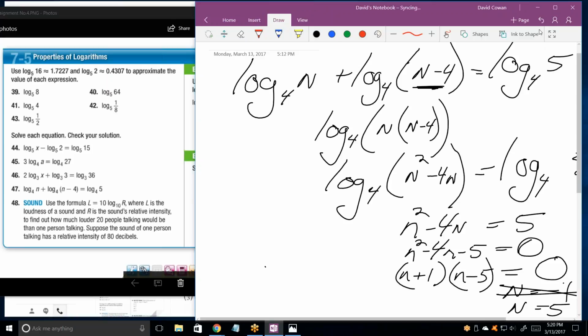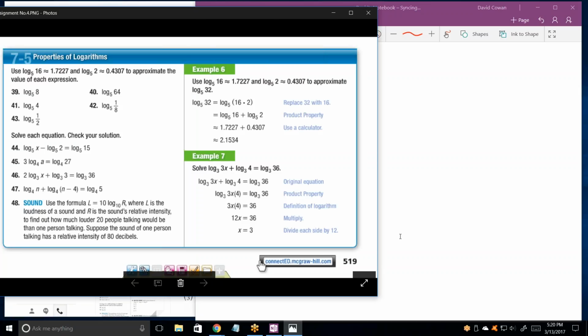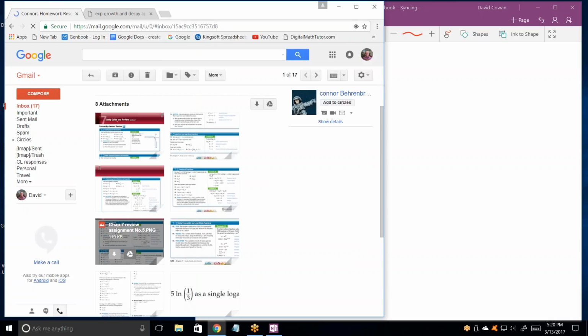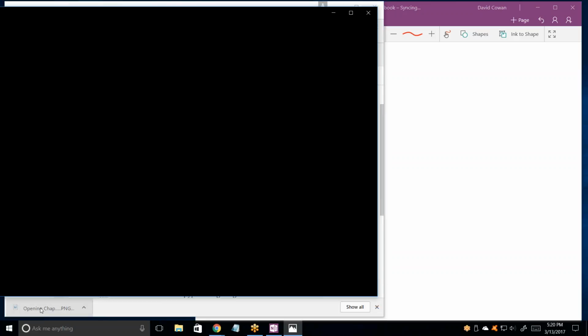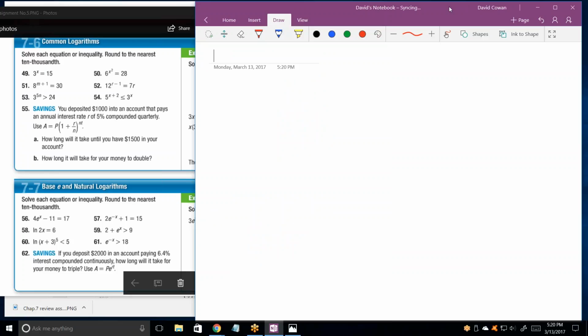What's next on our list? Okay. Next one is 53, which must be the next page. Three to the 5n is greater than 24. Round to the nearest 10,000th.